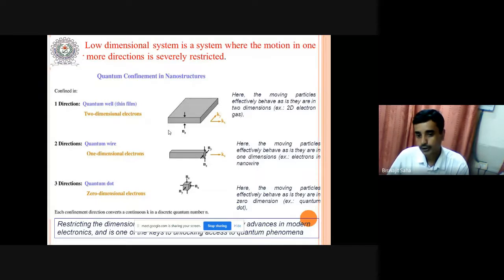Secondly, if we confine in two different directions, say X and Y, or Y and Z, or Z and X, and keep the other dimension as it is, then what we get is a one-dimensional material. In that case, the electron's motion is confined in two dimensions and free in one dimension. And if we confine all three dimensions, what we get is a quantum dot.